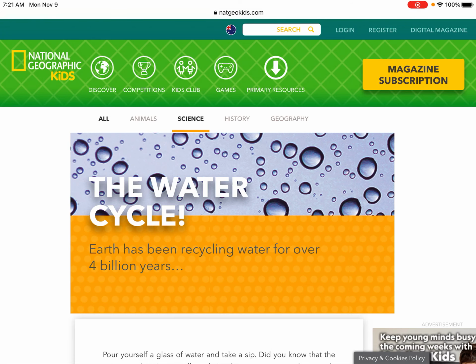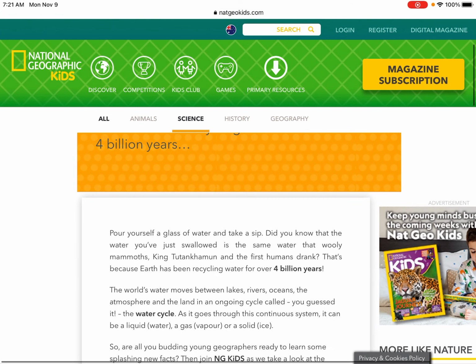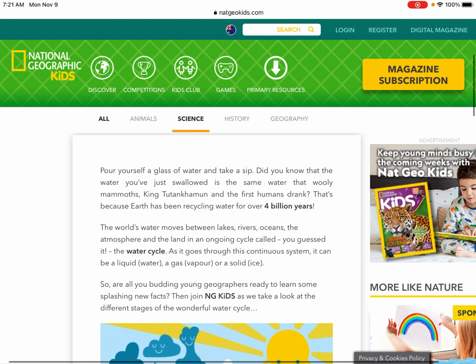The water cycle. Earth has been recycling water for over 4 billion years. Pour yourself a glass of water and take a sip. Did you know that the water you've just swallowed is the same water that woolly mammoths, King Tut, and the first humans drank? That's because Earth has been recycling water for over 4 billion years.